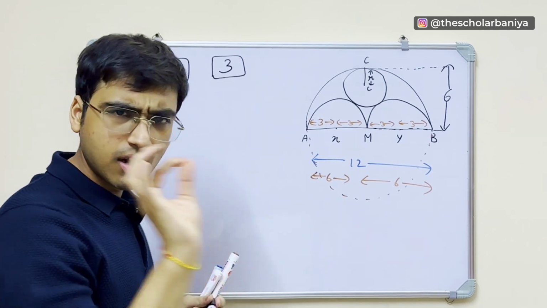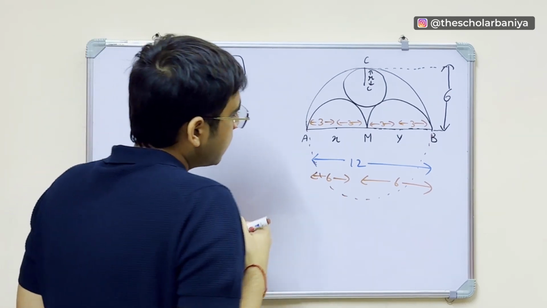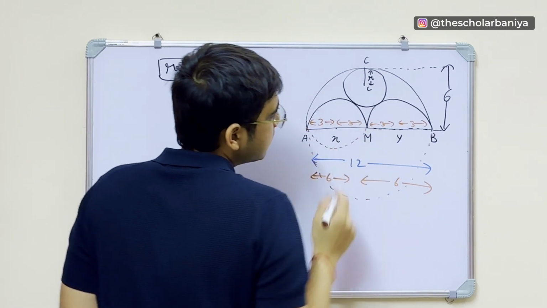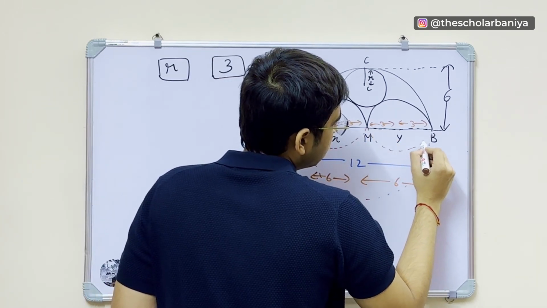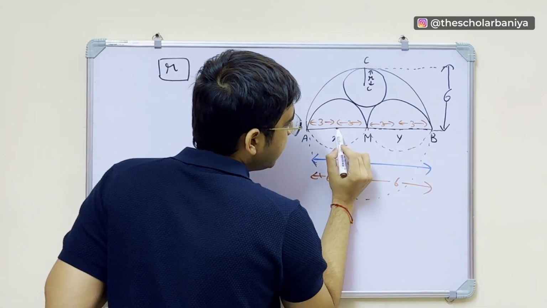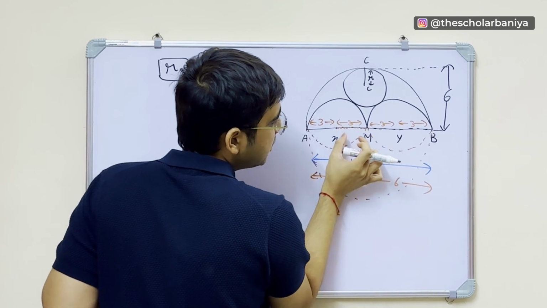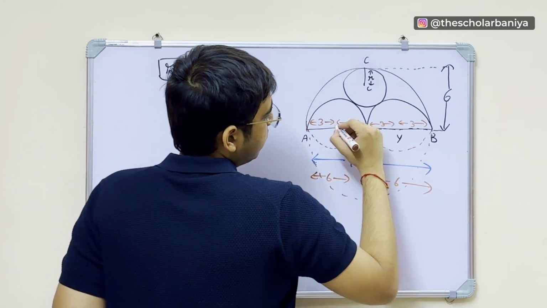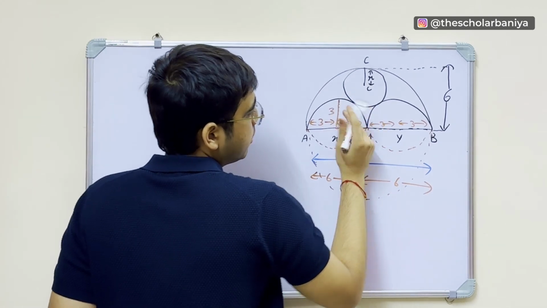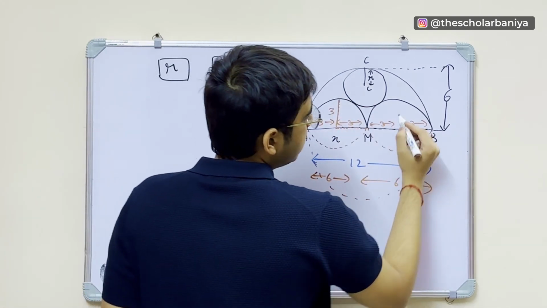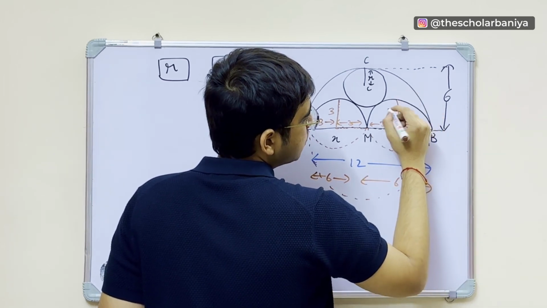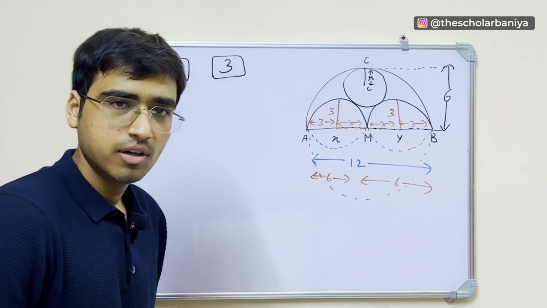Perfect. Now tell me one more thing. This is the smaller semicircle. If you complete it, this is a circle, right? And the radius of this circle is this, which is 3, right? So for example, if this is one possible point, this line is 3, because this is the radius. Similarly, this will also be 3, because this is the radius, right?